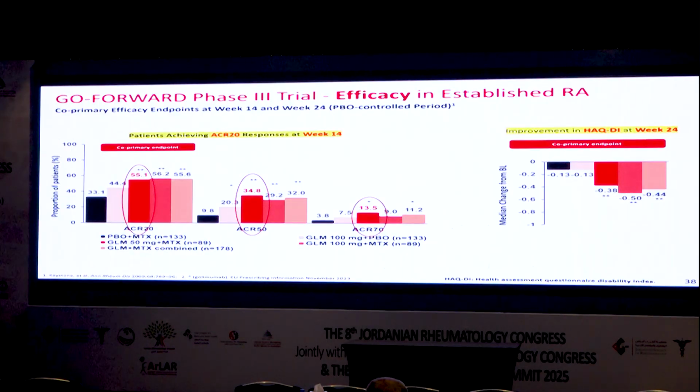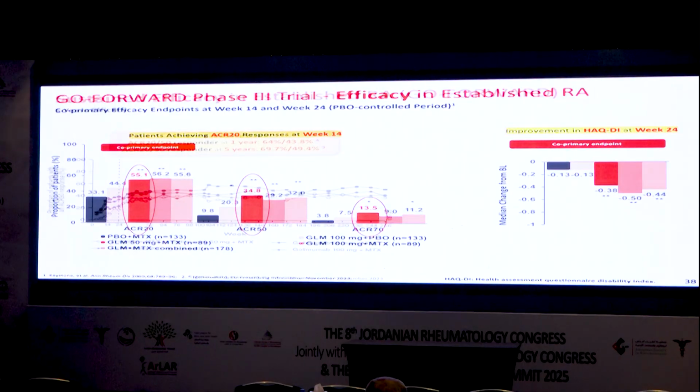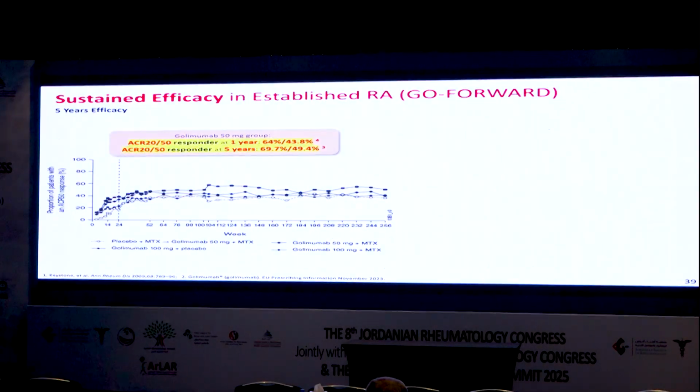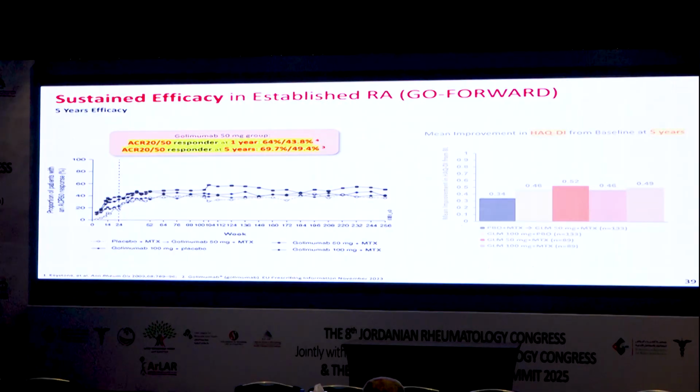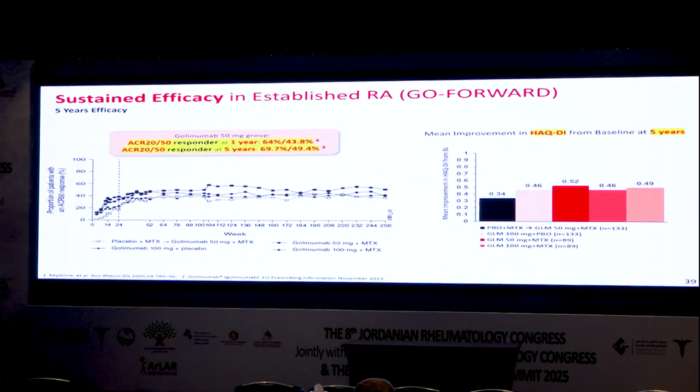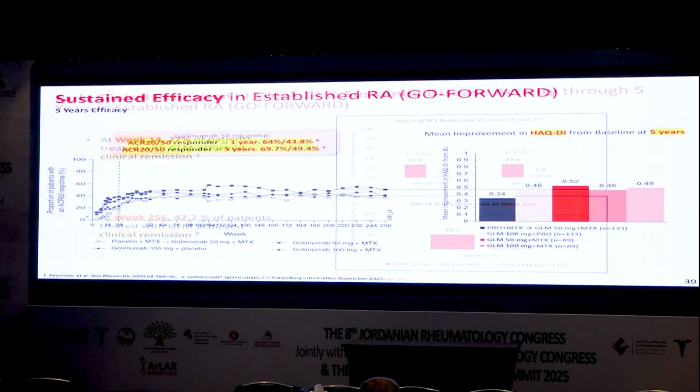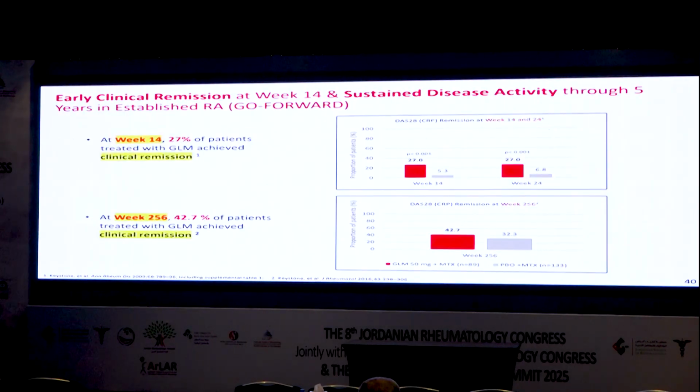The secondary endpoint is patients achieving the ACR20 and 50 by the end of the first year, which is about 64% and 44%. And those achieving the ACR20 and 50 response by the end of the fifth year is about 70 and 50% respectively. Also, the mean improvement in the disability index from baseline at 5 years is achieved. Also, there is clinical remission by week 14 and sustained disease activity control through the 5 years in those with established rheumatoid arthritis.